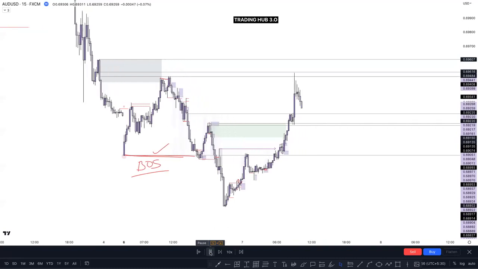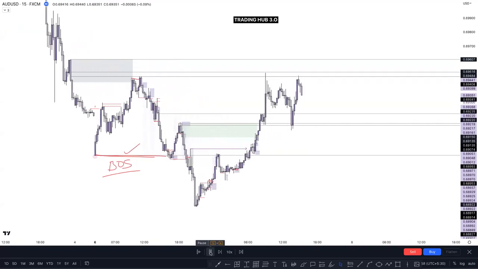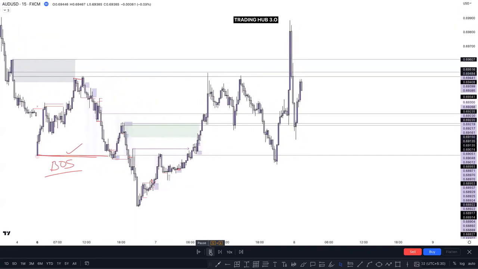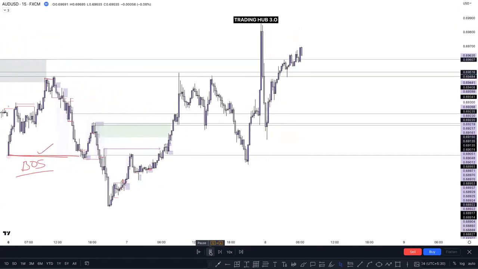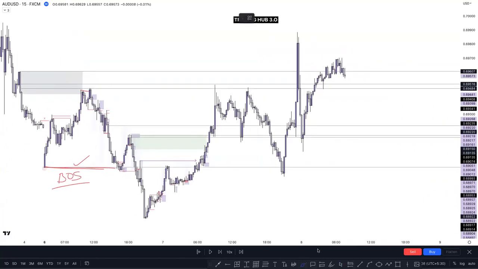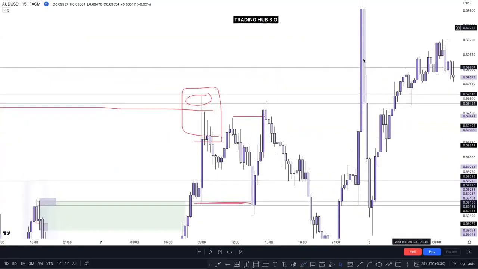And this process will continue here. I'm just going to replay this one. I will show you one more thing. Okay, so this process will continue here. You can see previous structure sweep here, and this sweep is like a PY, broken this one. This is a CHoCH, taken out the inducement, and you can start selling again here.